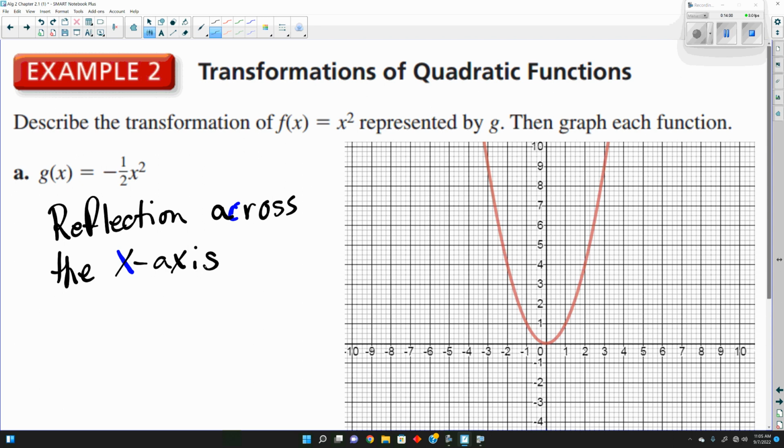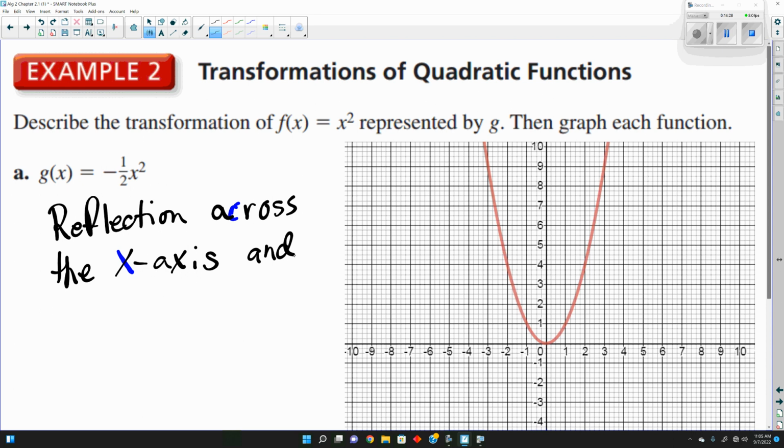And we have the 1/2, yes? Is it going to be horizontal or vertical? Because horizontal is where? Inside. Is it inside the parentheses? So it's vertical. If there's no parentheses and we have something being multiplied by the x, it's going to be vertical or reflection across the x.